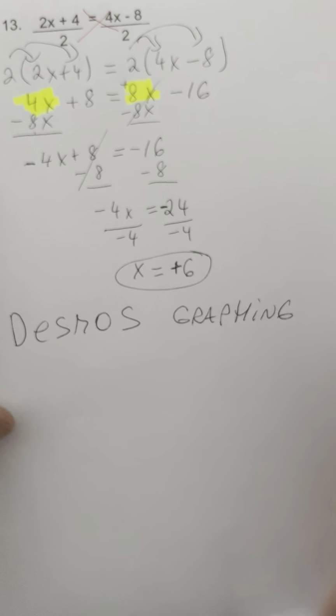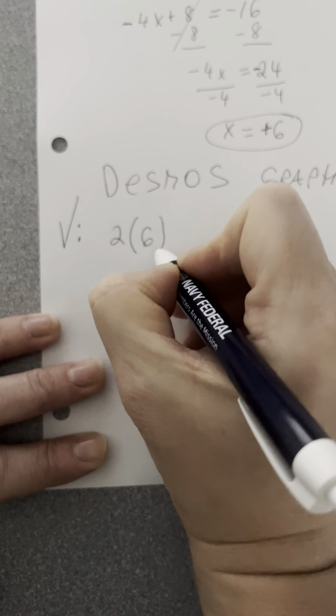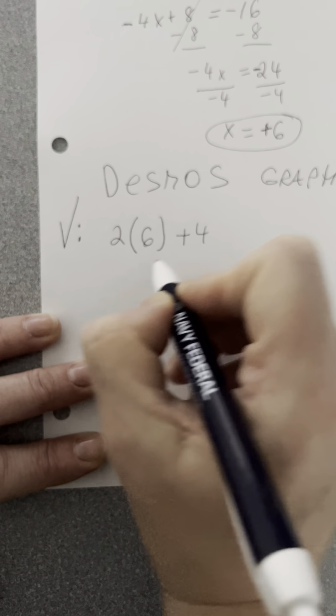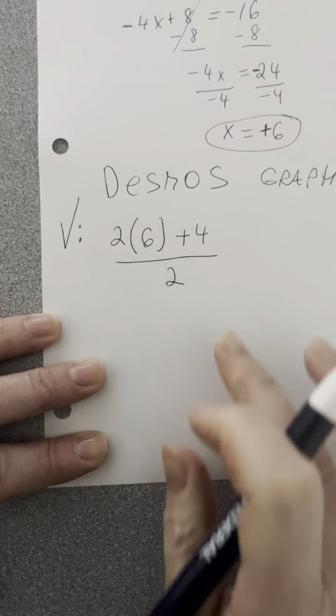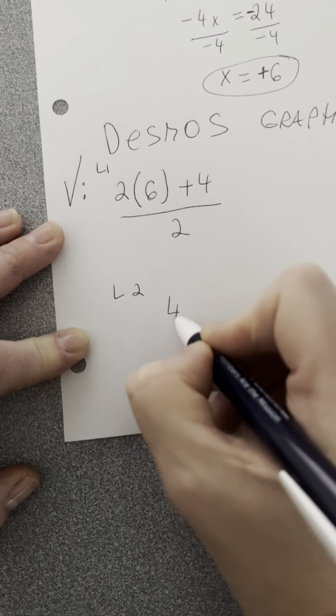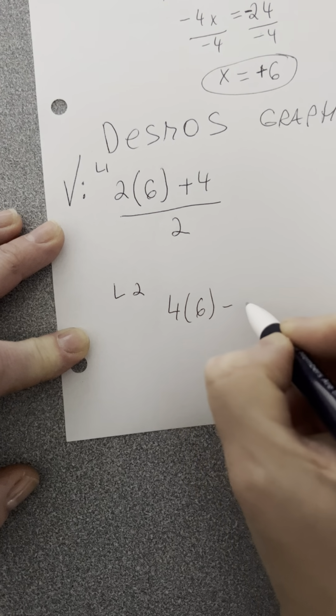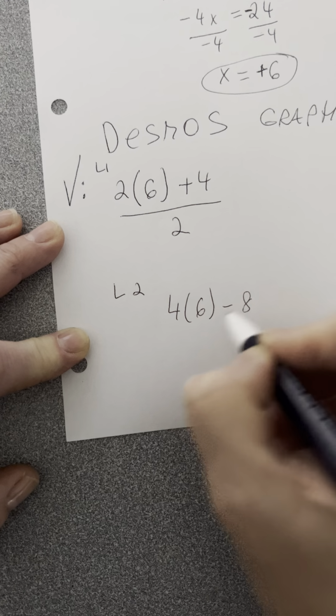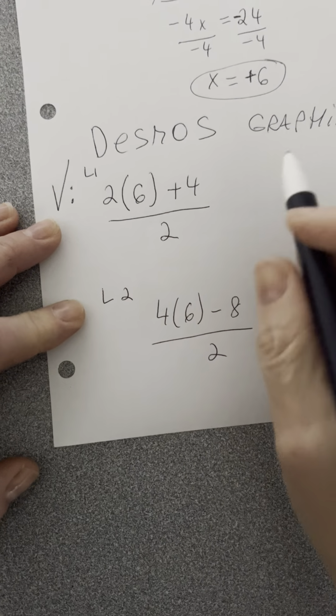All right, so first one I'm going to do it correctly to show you that we did this correctly. I'm going to do 2 times 6, our right answer, plus 4, divided by 2. All I did is take this equation right here and plug in the answer. In line 2, I'm going to do the other one: 4 times 6 minus 8 over 2. Okay, now I'm going to see what I get.